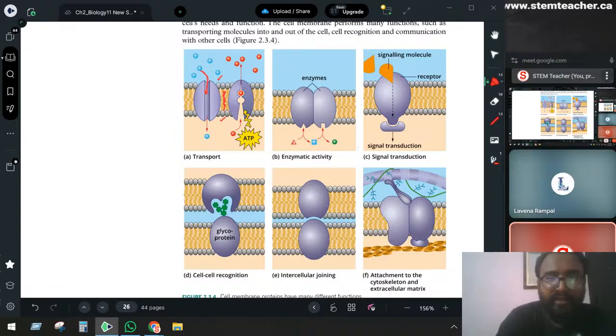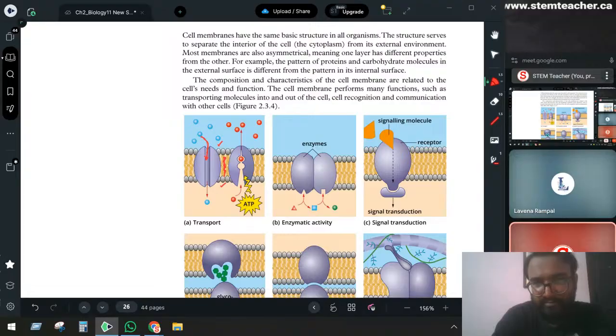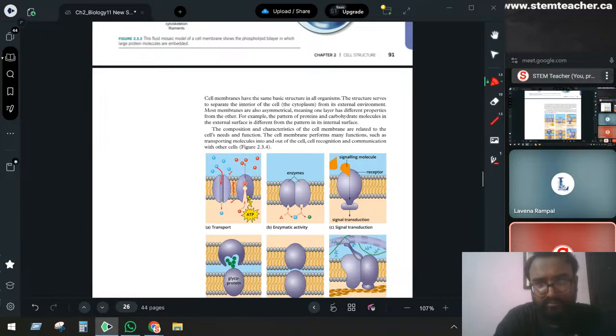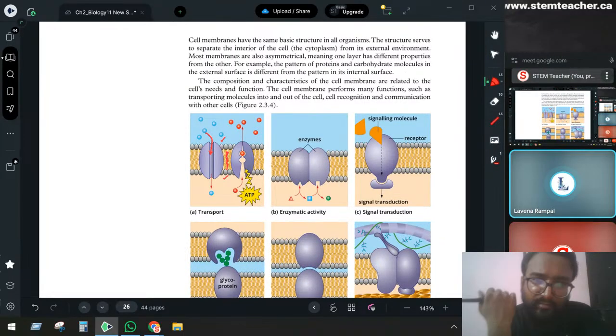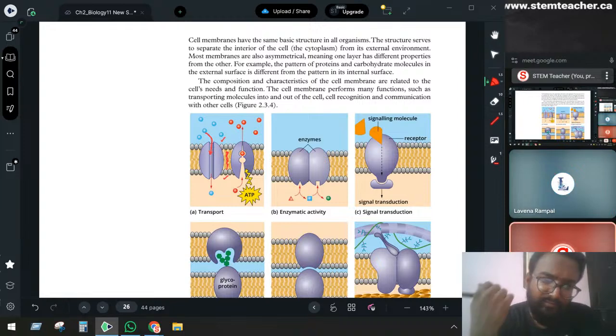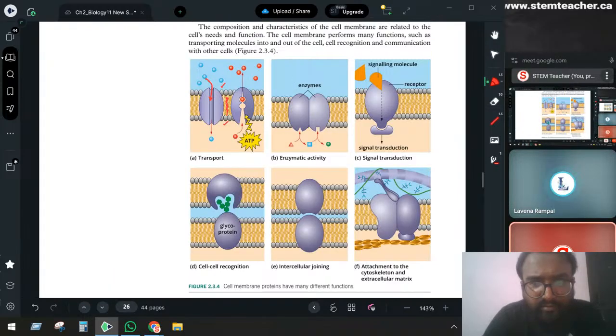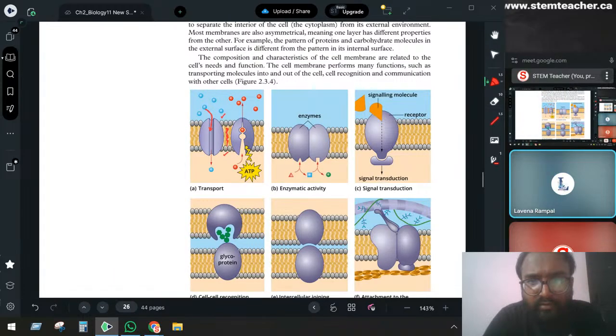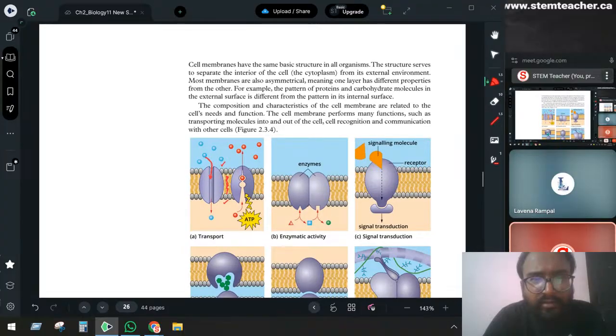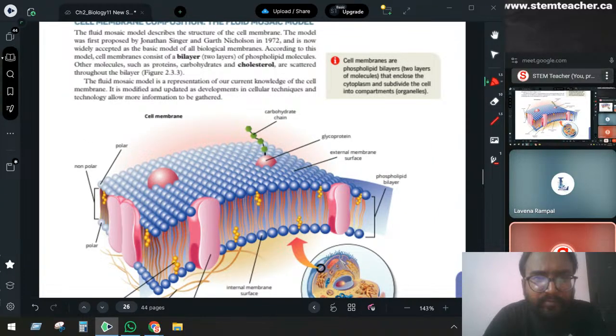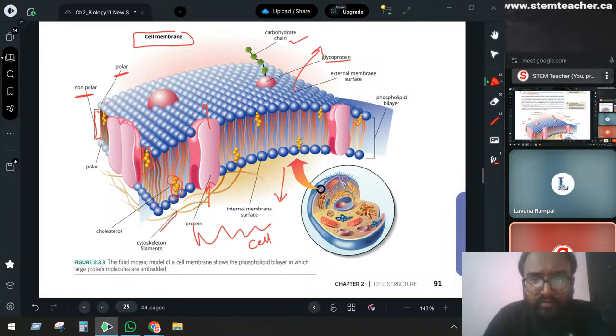ATP. What is meant by ATP? I think I don't know. Let's see if it has the definition. Where does it say that? No, it is not mentioned here. We'll see.